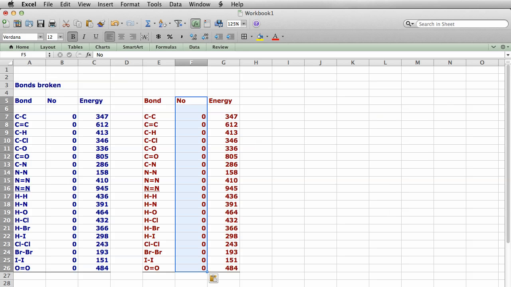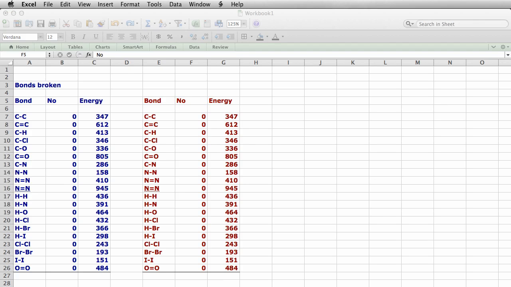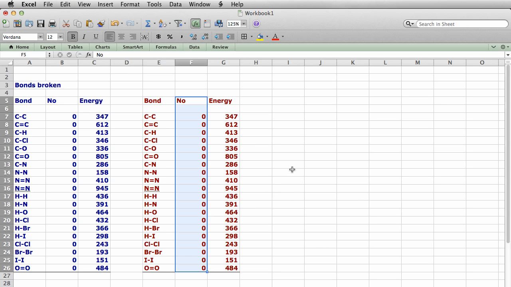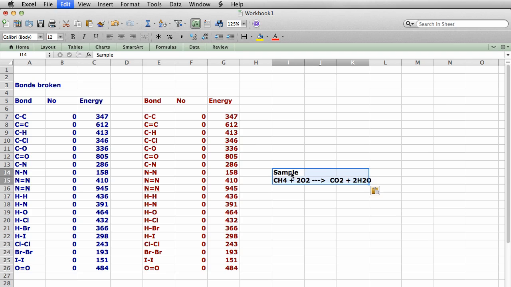So we're going to just write the reaction over here as a sample reaction so we can see what it is that we're really talking about. So over here I'm going to paste in the formula for this balanced reaction of 1 methane plus 2 oxygens going to 1 carbon dioxide plus 2 water molecules.